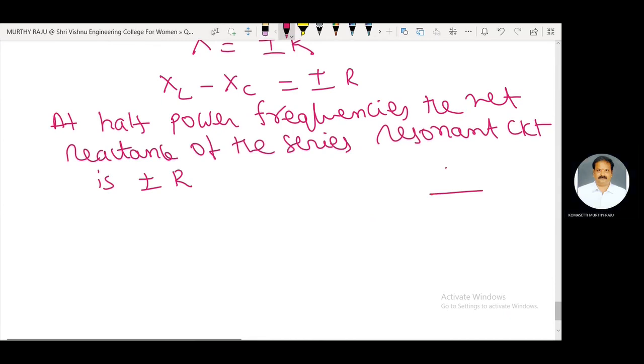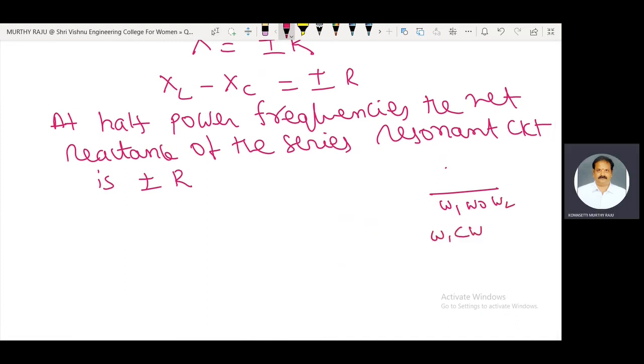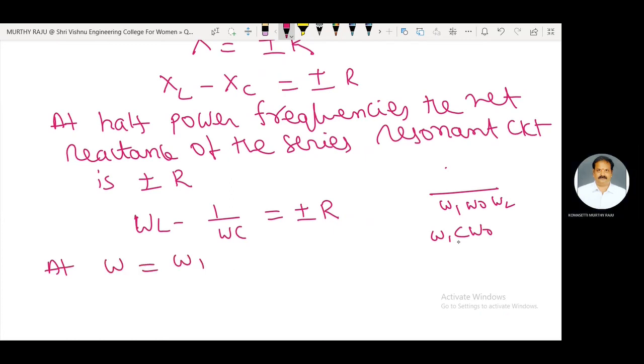We know that here we have omega 1, omega naught, omega 2, and omega 1 is less than omega naught. At omega equal to omega 1, the frequency is less than the resonance frequency. Therefore, the capacitor reactance is greater than the inductor reactance at omega 1. Because omega 1 is the lower value, the capacitor reactance is very high compared to the inductor reactance. The net reactance must be negative. Therefore, omega 1 L minus 1 by omega 1 C is equal to minus R at omega 1.